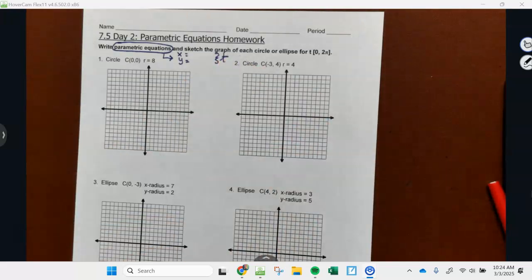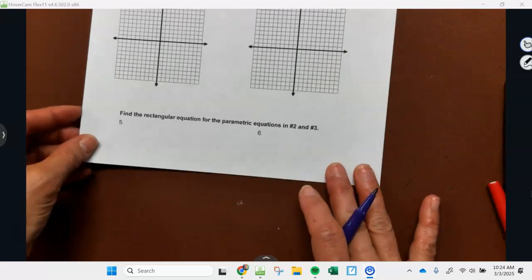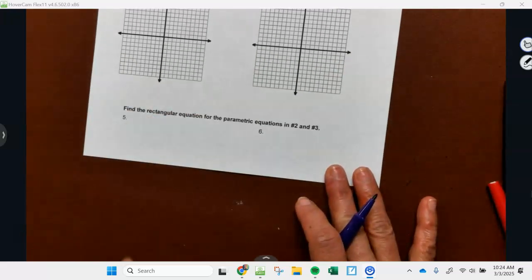So it's going to be x equals something, y equals something. There's definitely going to be T there. That's what those instructions mean. Let's go down here to the next part. So here's another set of instructions.